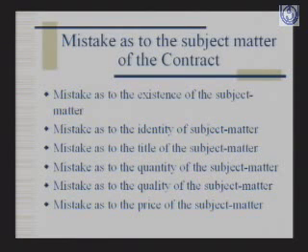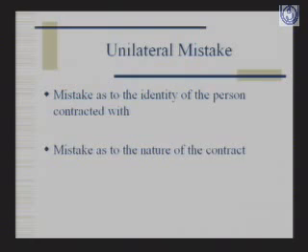Title of the subject matter means that I think that I am the owner of some goods, but actually I am not the owner of the goods. Then it may be such that the title is not mine, but I am thinking so, or it may relate to quantity or quality or price. Lastly, one point must be noted. In case of unilateral mistake, the contract is valid except in 2 cases: when there is a mistake as to the person contracted with, or when the mistake is about the nature of the contract.